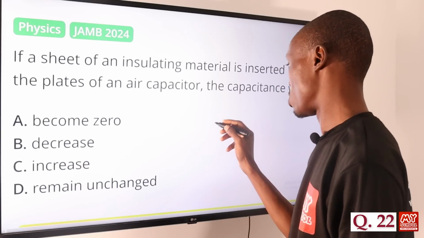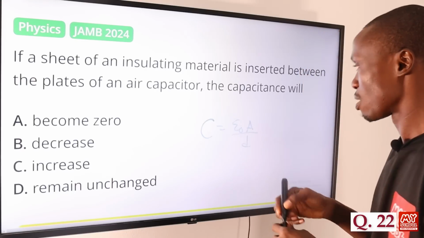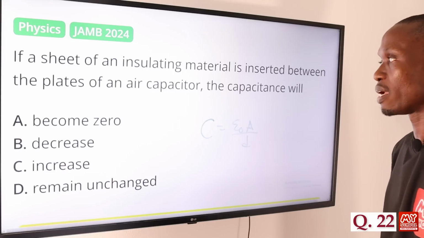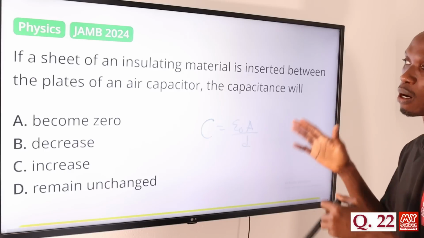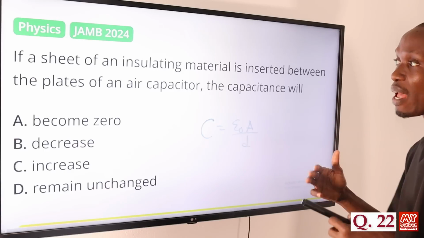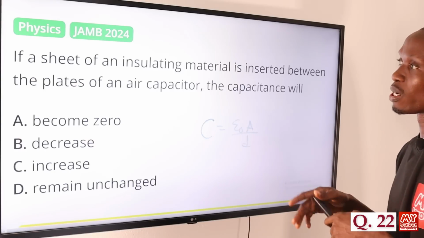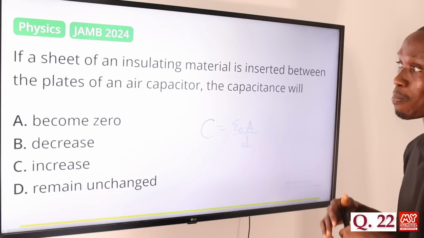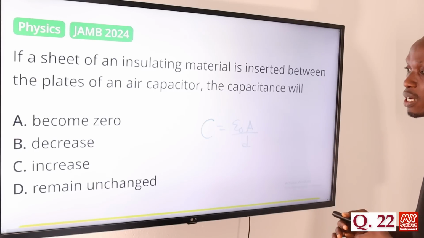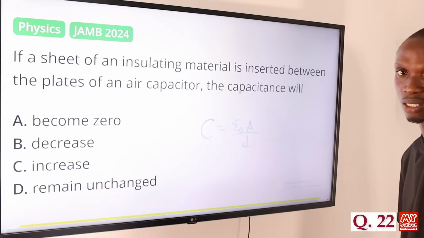Now going by this relationship, C is equal to epsilon naught A all over d. So if an insulating material is inserted between the plates of an air capacitor, what happens is that the permittivity of the dielectric material is usually greater than that of air. So inserting it between the plates of the air capacitor will actually increase the capacitance of the capacitor, going by this formula, and that makes option C the correct answer to this question.